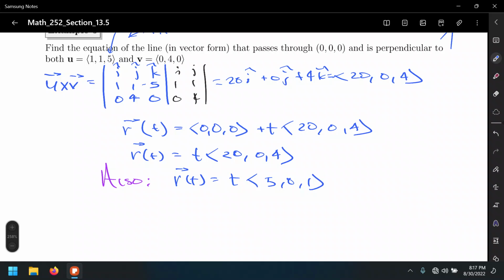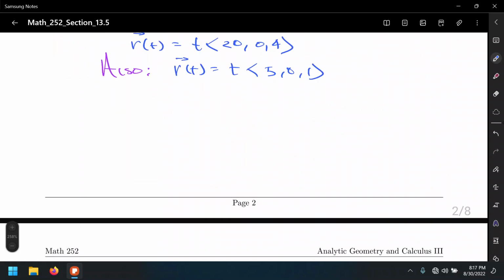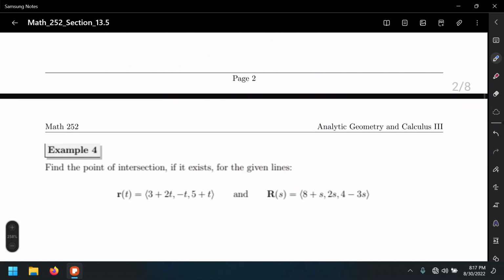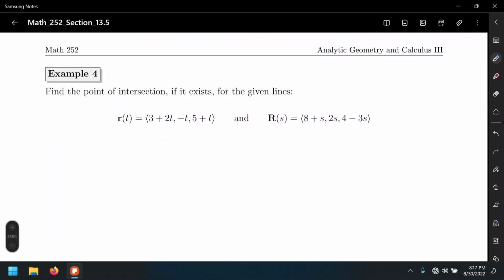Finding points of intersection between two lines. Another very classical problem in beginning algebra was to find points of intersection between two curves or two lines, right? What do we do to find the intersection between two curves in general? Set equations equal to each other. So this is what we're going to do in this case.